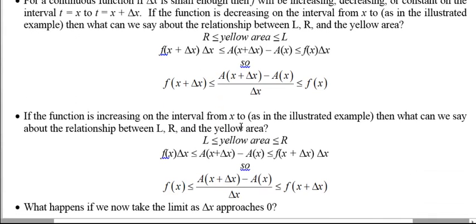If the function is increasing on the interval, it'll be reversed, so the right will be too big and the left will be too small. But either way, you get the difference quotient sandwiched between f(x) and f(x + delta x).